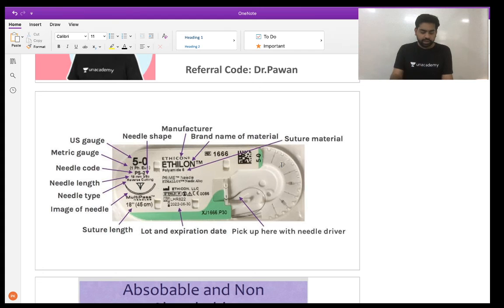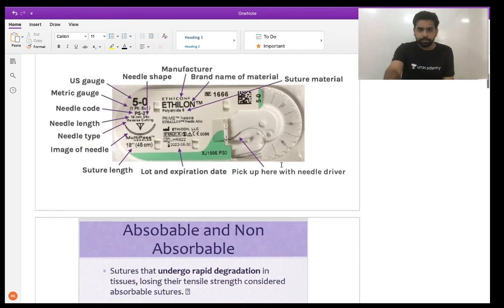If you have any doubts, if you want to ask me anything, do put it up. So let's begin. What you're seeing on the screen is how a suture looks. Everything which is written on the suture packet is of relevance, so we will be dealing with that, don't worry.